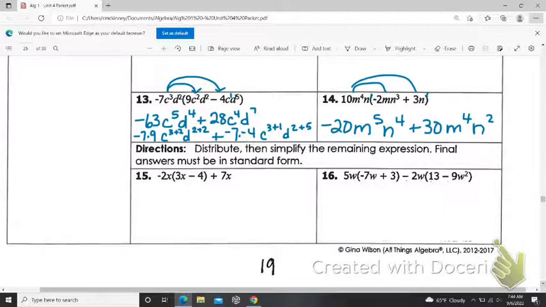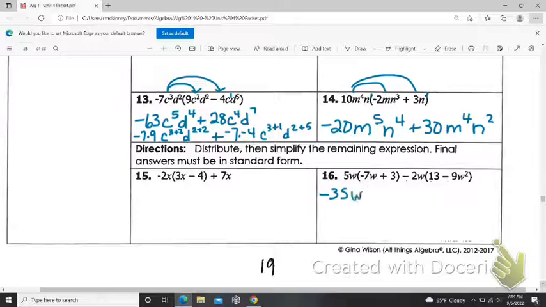And then the last ones here on this page, we are distributing, so we're multiplying, but there are like 2 parts to multiply in number 16, so we're going to distribute and then combine like terms. We've done some things like this before, they just didn't have powers in them, so it should not seem completely foreign.